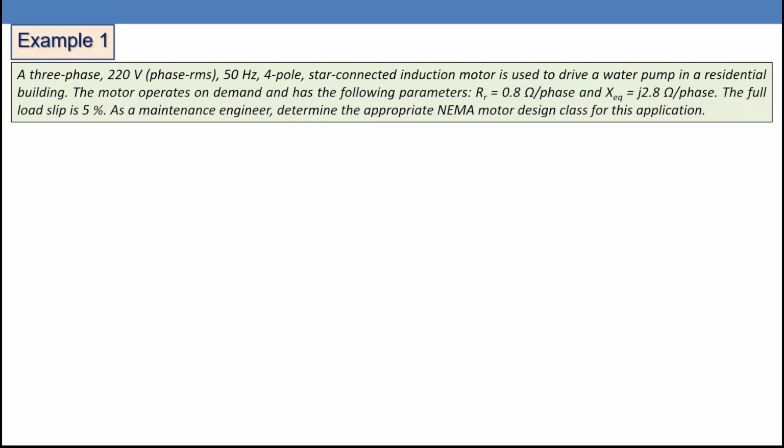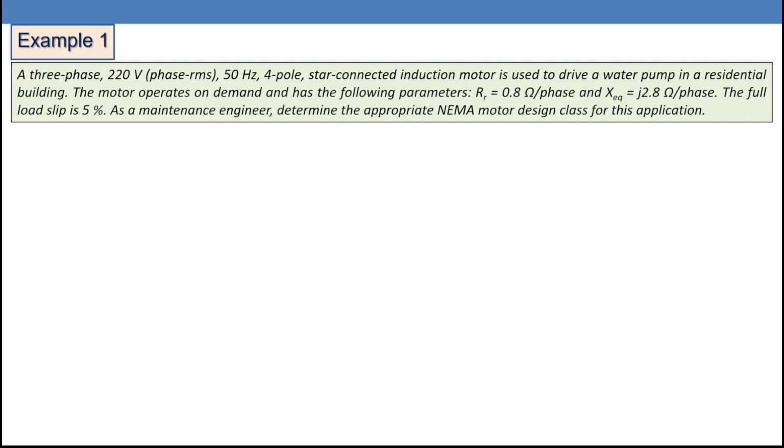Let's take an example. A 3-phase, 220 volt phase RMS, 50 Hz, 4-pole, star connected induction motor is used to drive a water pump in a residential building. So this means that we know the nature of the application. The motor operates on demand and has the following parameters: R rotor, X equivalent, and the full load slip is 5%. As a maintenance engineer, determine the appropriate NEMA motor design class for this application. So you have one task here.